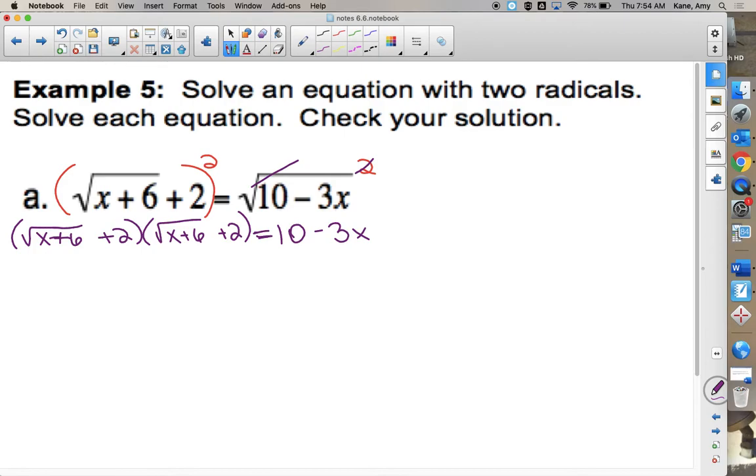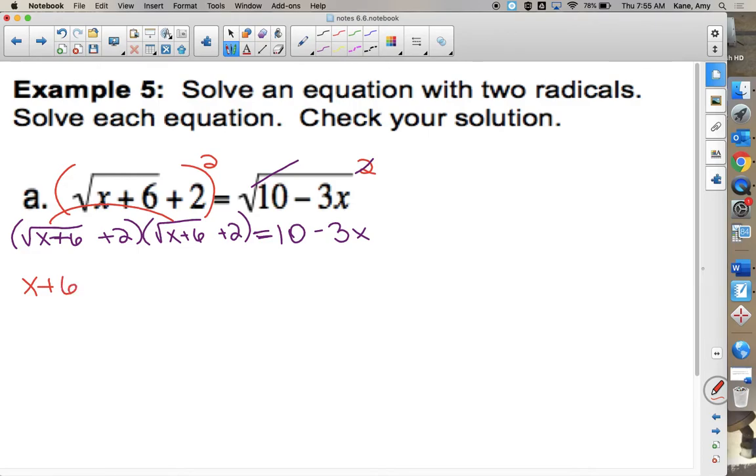So we have to FOIL this. And it's a little different than just FOILing things that don't have square roots, so just be careful. When we FOIL our first terms, we have the square root of x plus 6 times the square root of x plus 6. What's that become? Peter? Yeah, just x plus 6. Because I'm multiplying a square root by the same square root, they cancel out. So that's x plus 6.